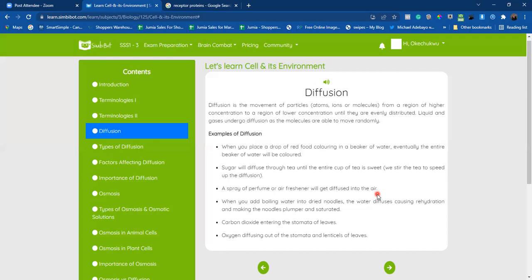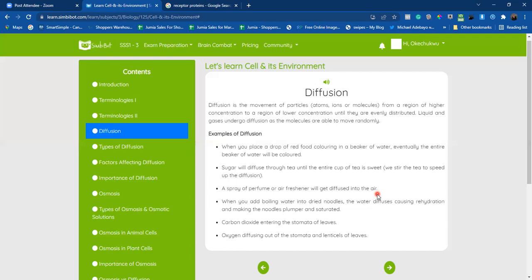So now, these are typical examples. In WASSCE, they might ask you to give a typical example of diffusion. You can remember some of these things. When you place a colored substance into water, it will change the color of the water. When you put sugar into tea, the sugar will spread, dissolve, and cause the tea to be sweet. When you spray perfume in the room, it will gradually fill up the whole room, right?